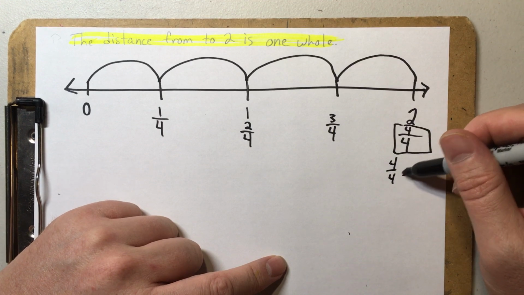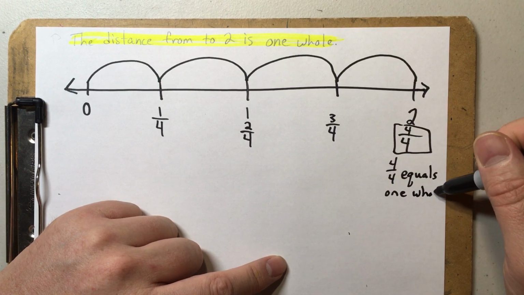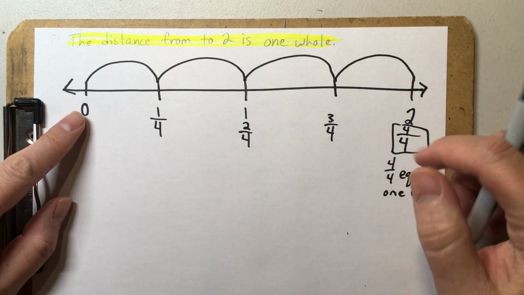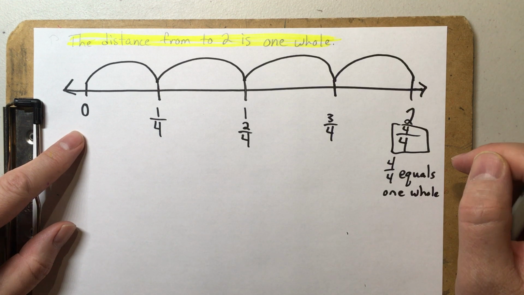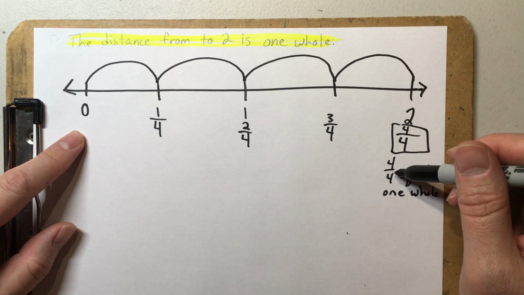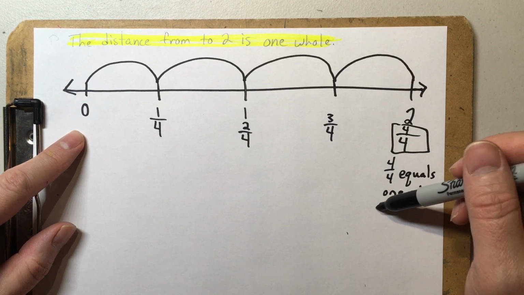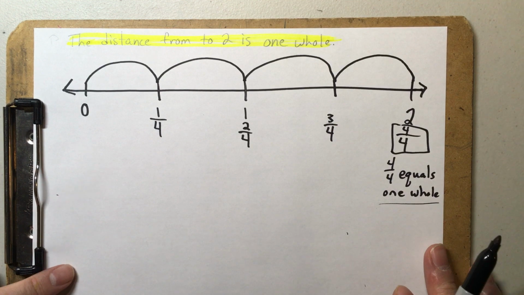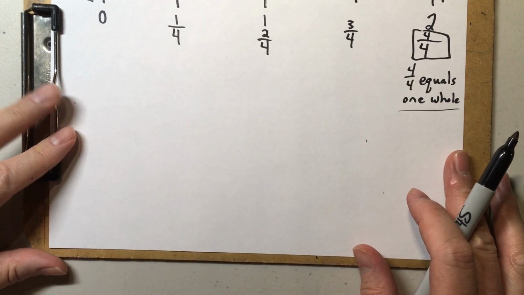4/4 equals one whole. That's gonna really confuse some kids, no doubt about that. If the distance from 0 to 2 is one whole, then 1 is half in that instance. But here is a way to do this strategy and still recognize that 2 is still the whole number. That gets a little confusing to those younger kids, and if they're not ready for this, then that's fine.